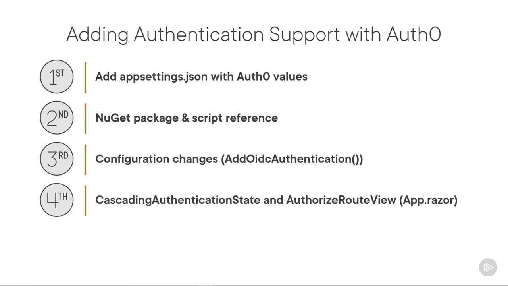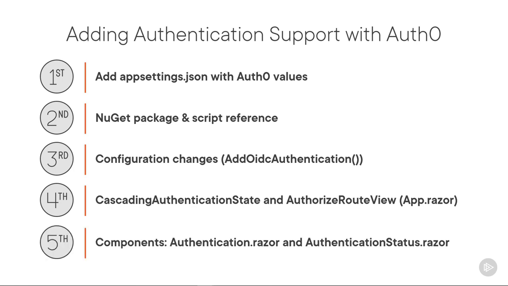Finally, we're going to use a few new components, Authentication.razor and AuthenticationStatus.razor. I say new components, but you can in fact find the code for these almost as is in a newly created project that we create in Visual Studio with authentication enabled. I will show you this in the demo. In short, Authentication.razor will be used to handle the different authentication stages, and AuthenticationStatus.razor will be used to show either a login button or a logout button combined with the currently logged in username.